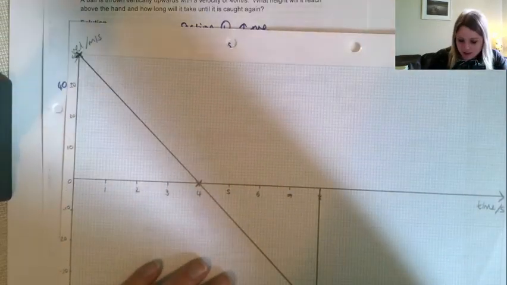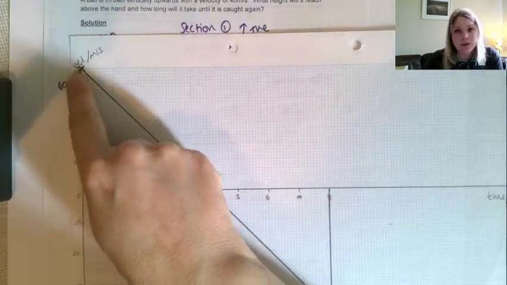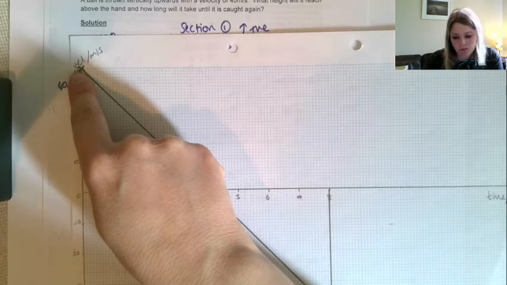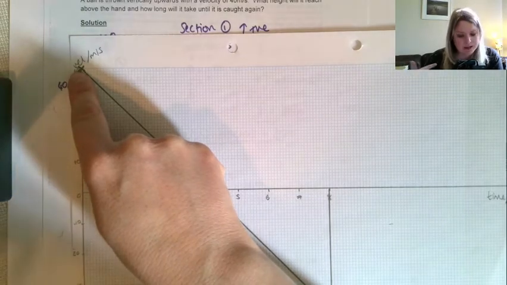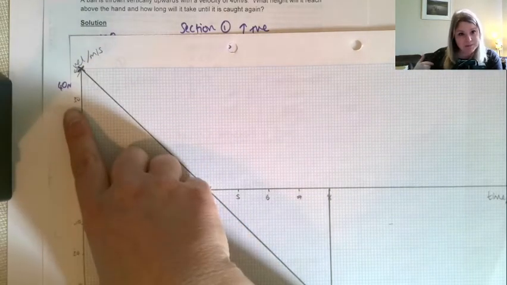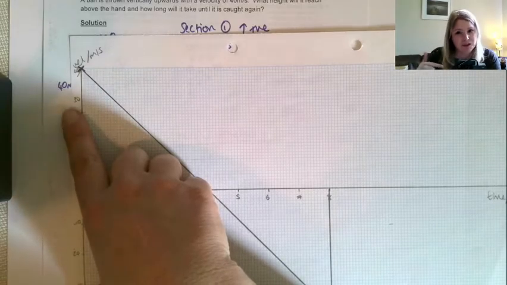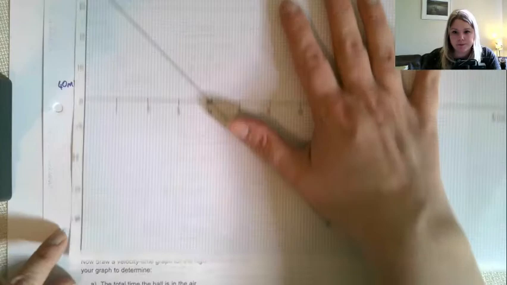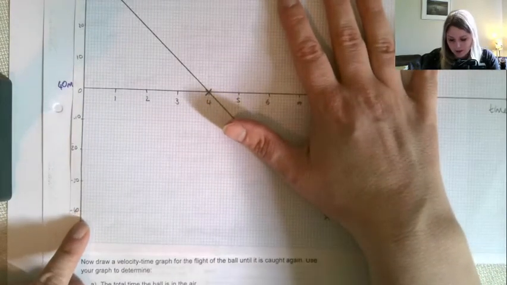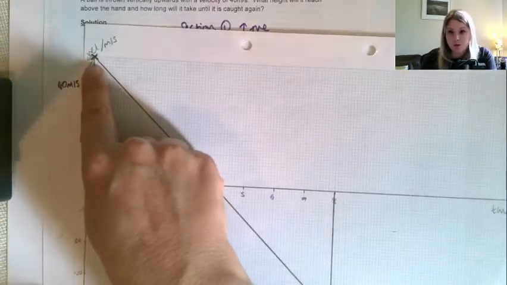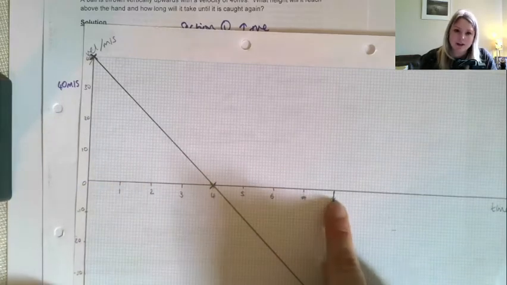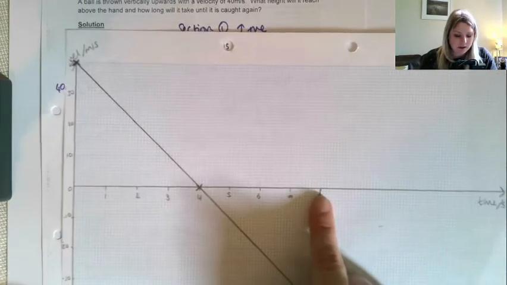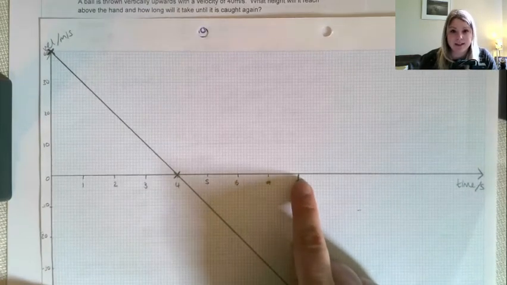Right, axes first of all. We know that it was thrown with a speed of 40. And then we know that it's going to have reached minus 40 by the time it gets down on the other side, because it's 40 in the opposite direction. So we know that's what our y-axis scale has to go from. It has to go from minus 40 to 40. We've just figured out as well that the total time was 8 seconds. So our time axis has to go to at least 8.